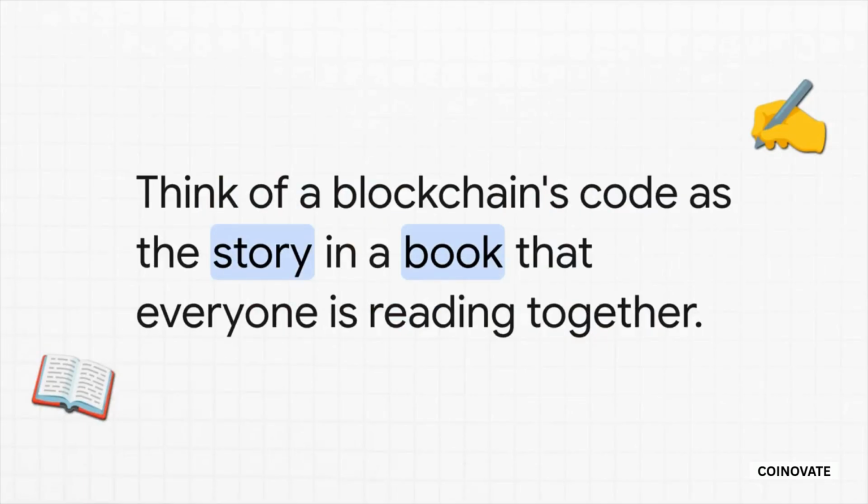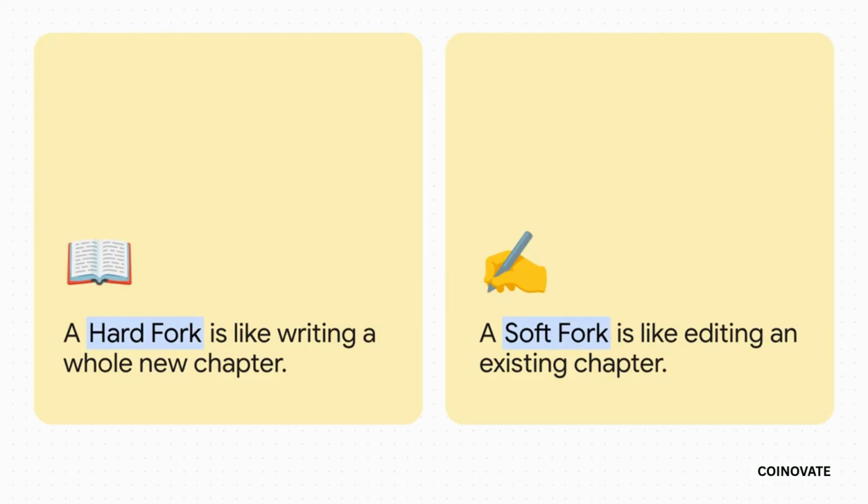Okay, to get our heads around this, let's use a super simple analogy. Imagine a blockchain's code is like the story in a book that everyone in the network is reading together at the same time. Now, what if the community decides, hey, this story needs a change? Well, they've basically got two options for how to do it. And this right here, this is the perfect way to picture the difference.